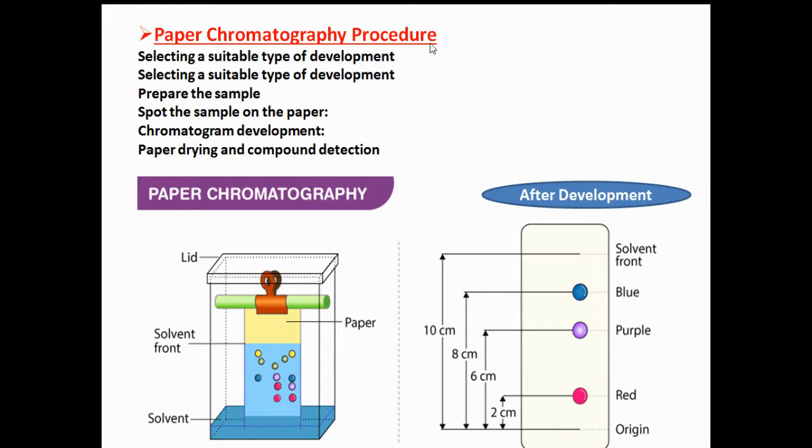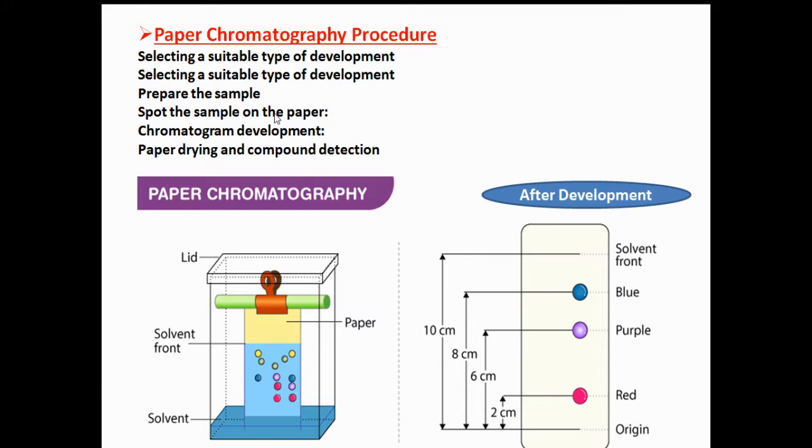Now these are the different steps in which paper chromatography can be done. The first step is to select a suitable type of development. In paper chromatography we have different types: ascending, descending, radial, two-dimensional, etc. After selecting a suitable type of development, we have to prepare the sample. How to prepare the sample? Suppose the sample is solid, we need to dissolve it in a solvent in which it gets dissolved, and then spot the sample on the paper.